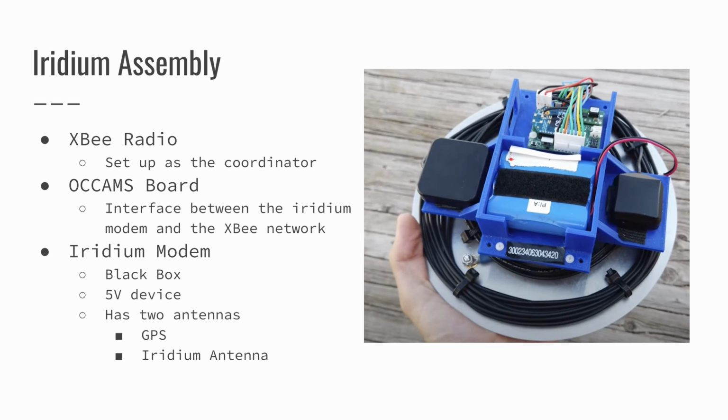The Iridium modem has 2 antennas, one for GPS and one for Iridium. And it's a 5 volt device, and really it's a black box. We can manipulate the pins on the outside, but we have no control over it on the inside. So it's doing its thing, and it's not something we can program.